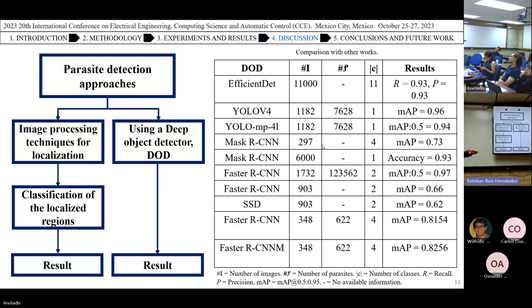And we see other works with a really high mAP, but the number of parasites is in the thousands or even hundreds of thousands. So given the number of images, the number of parasites, and the number of classes that we want to classify, we see that our results are pretty competitive.